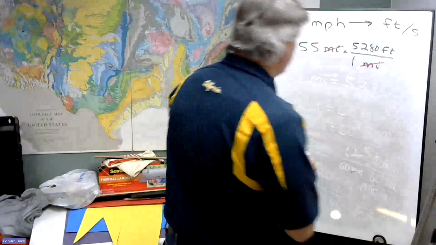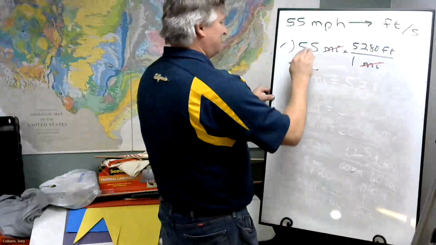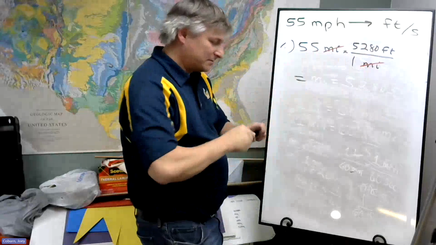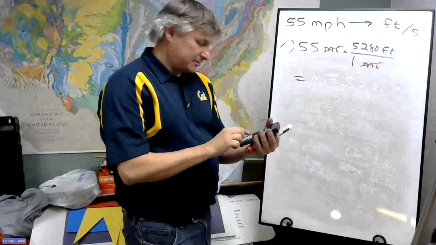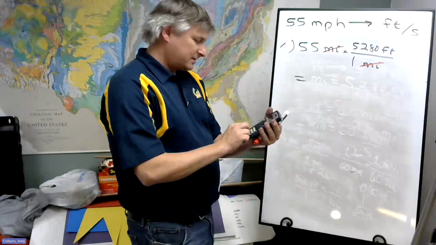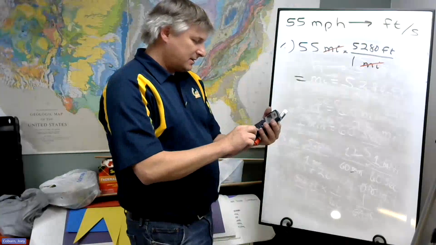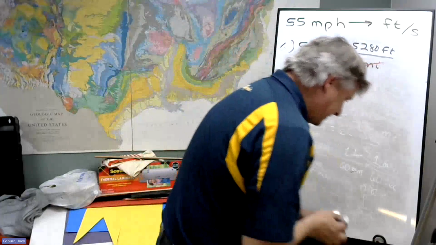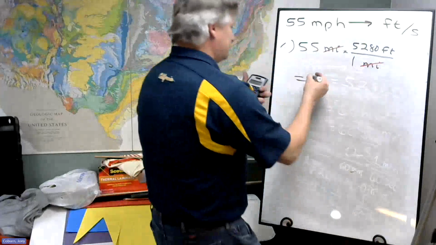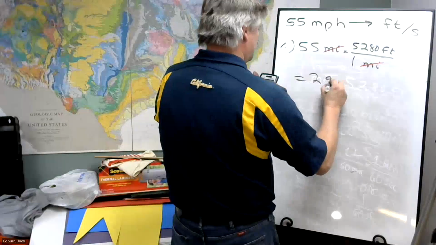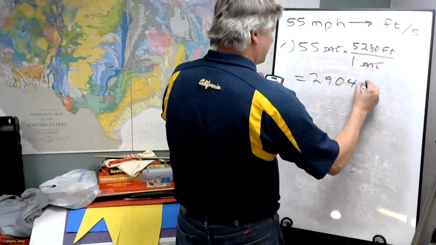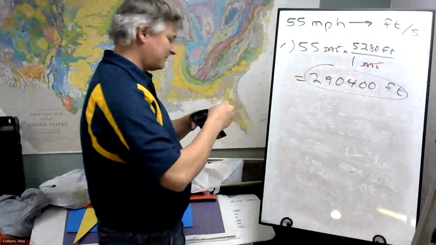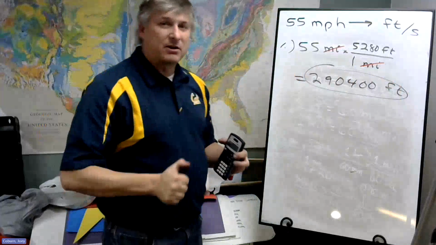And so what we have in the end is 55 times 5,280 feet divided by 1. So my calculator, I'll put in 55 times 5,280 divided by 1, and then just tack on feet. And the answer I get is 290,400 feet. So I'm going to put that off to the side.